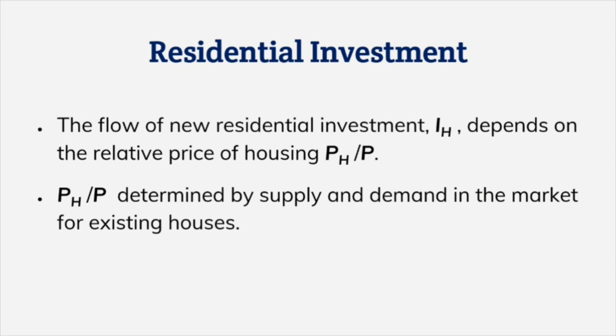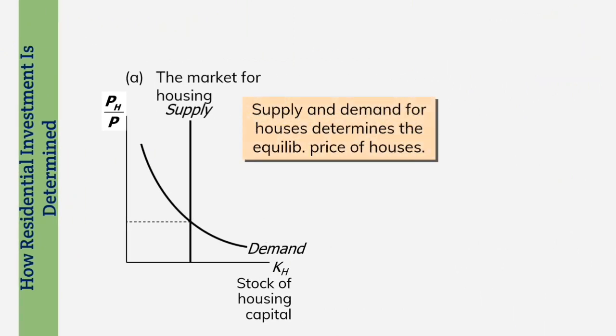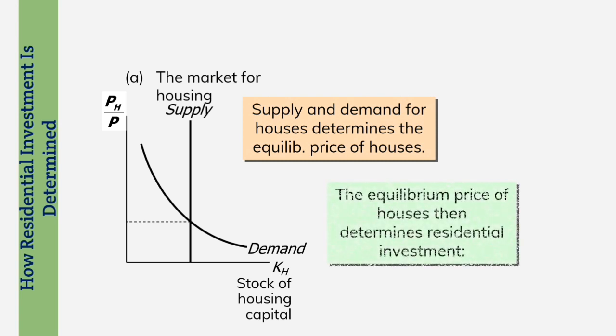Residential investment depends on the relative price of housing. The relative price of housing is determined by supply and demand in the market for already existing houses. To have a better understanding, we now show the graphic for the equilibrium price of houses. The supply is at a steady rate, meaning it shows the supply of already existing houses, while the demand is a curve. Thus, we now know the supply and demand for the equilibrium price of houses. The equilibrium price of houses then determines residential investment.